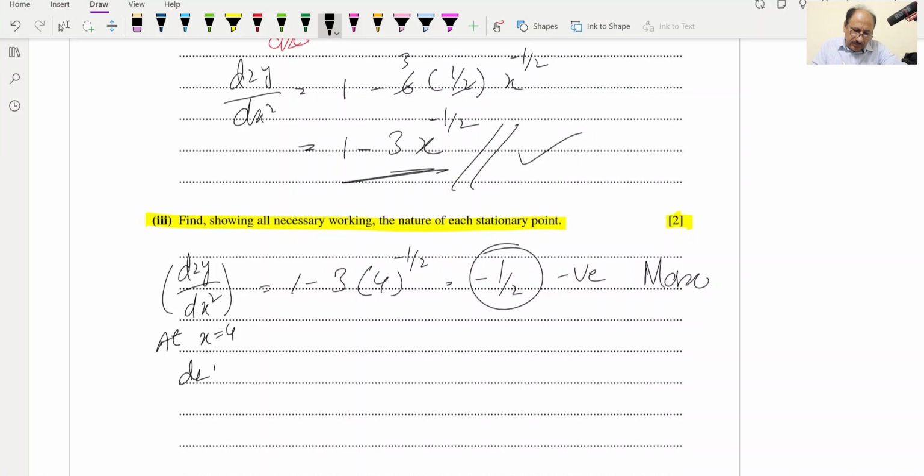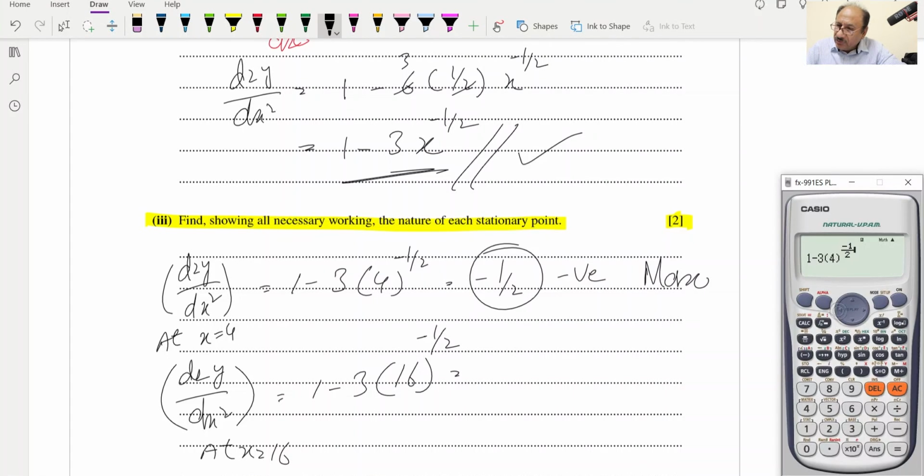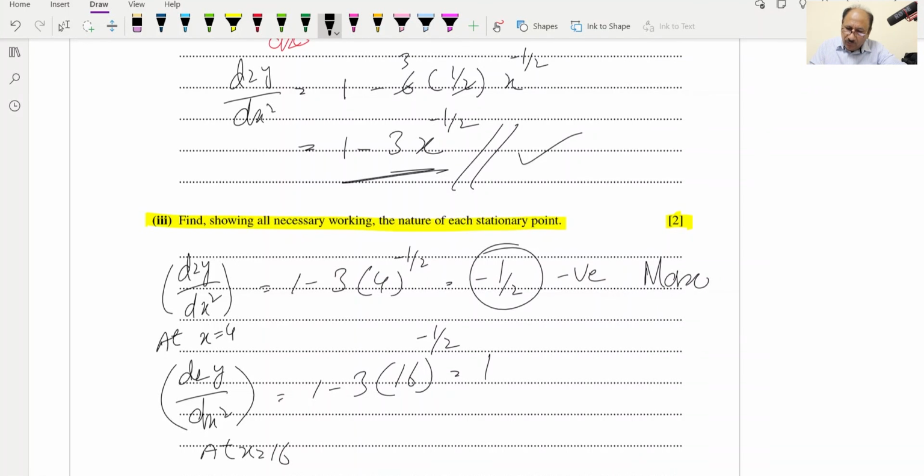Now we can take d2y over dx squared at x is equal to 16. This will be equal to 1 minus 3 into 16 raised to minus 1 by 2. We replace 16 in this equation, and this will be equal to 1 by 4, which is a positive value, greater than 0, so this will be a minimum.